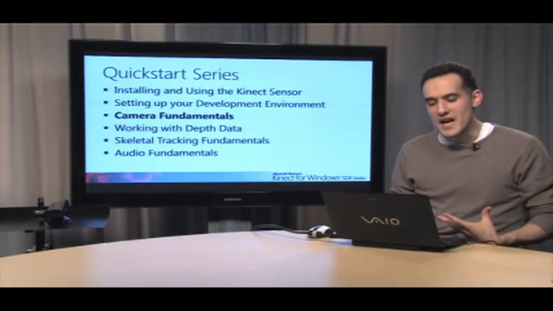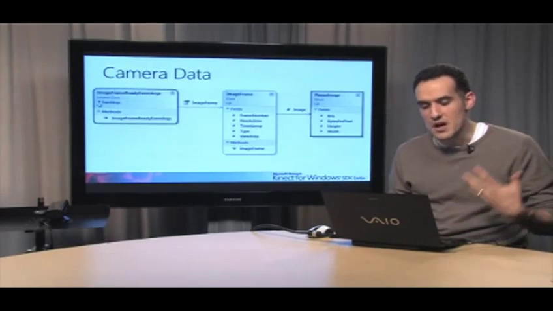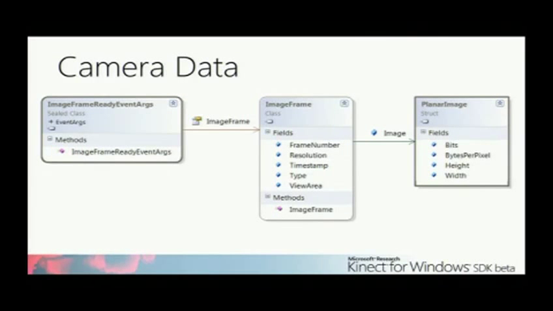With that, one of the things we're going to be doing is understanding what happens when that frame fires. There's an image frame ready event args that we receive, whether it's the video frame or depth frame, and that has an image frame class inside of it. This is a class designer view of those types. The image frame class has a frame number, and we can use that to calculate frames per second.